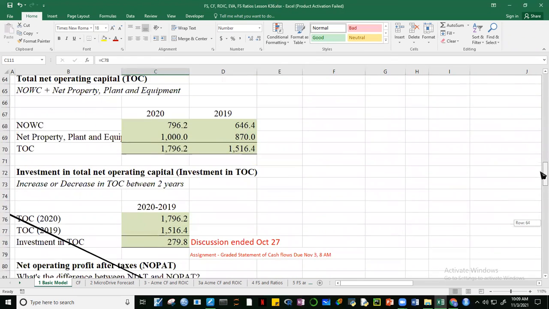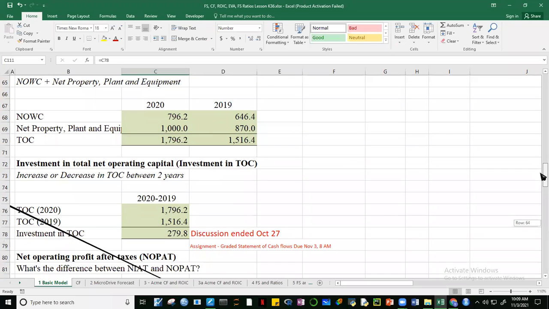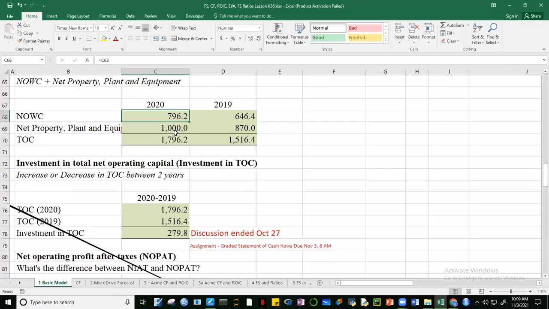First, let's take a look at the TOC, total operating capital. Where do we get TOC? Total operating capital is a combination of your current assets and your long-term assets. If you take a look at 2020 and compare to 2019, you notice that the company was investing heavily in both operating current assets and also long-term assets in the form of PPE. From 870, this became 1,000, which is actually 1 billion. So there was a huge investment in PPE. So the company was investing in their equipment, in their machinery.